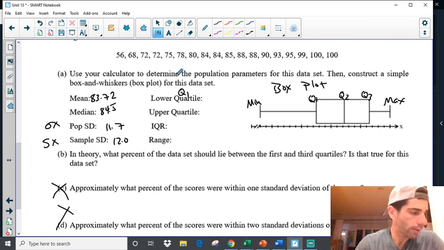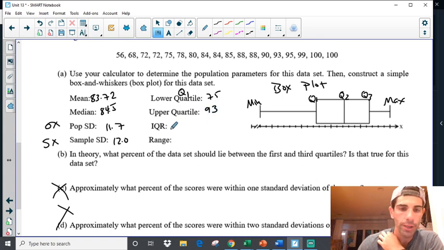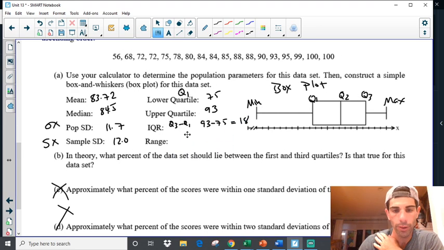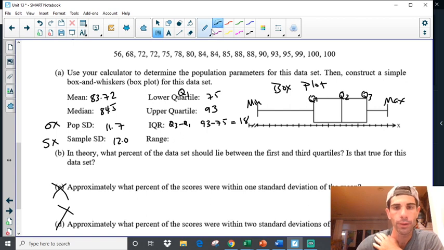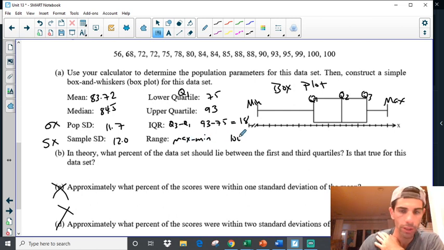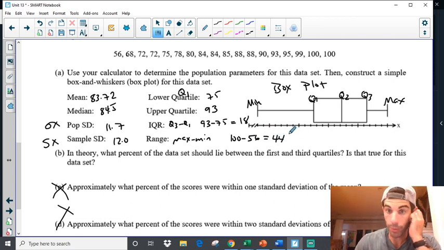So that first quartile there was 75. The upper quartile was 93. This stands for interquartile range, which is Q3 minus Q1. So that's 93 minus 75, and that's going to be 18. And your range is your max minus your min, which in this case would be 100 minus 56, which would be 44. All right, there's your box plot information for that set.